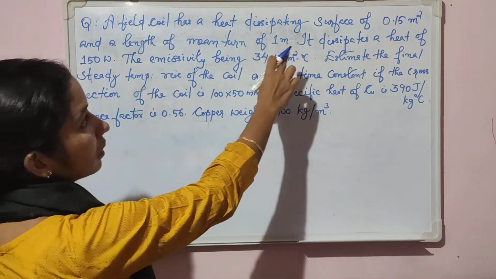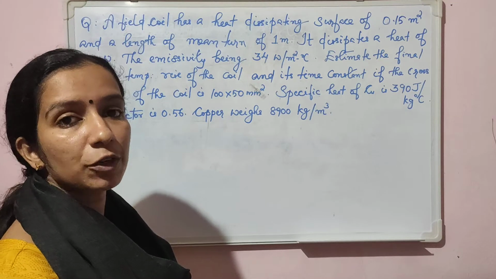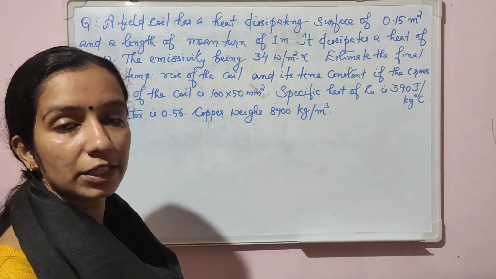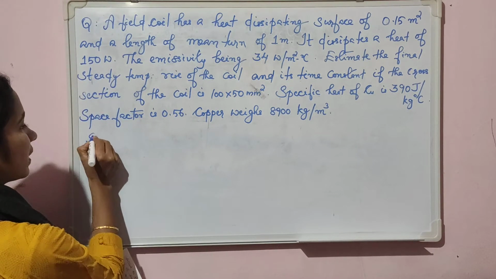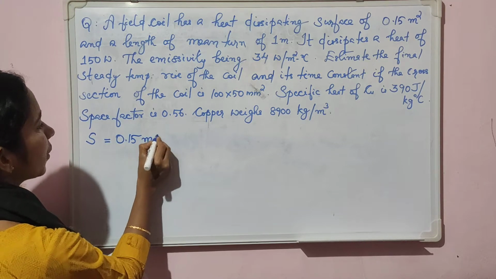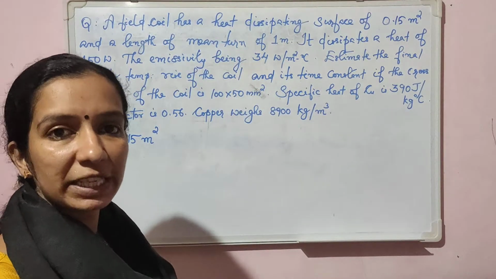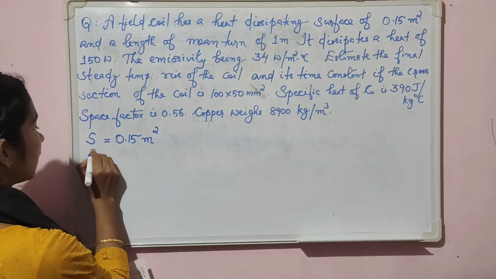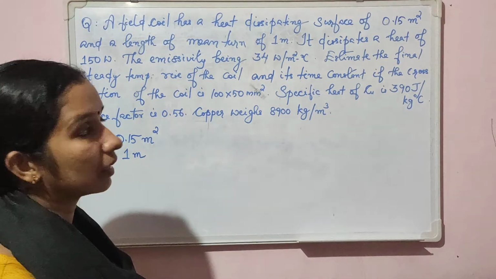So first of all, the coil is having a heat dissipating surface of 0.15 meter square. So the dissipating surface area is 0.15. So how will you denote that parameter? Dissipating surface area S is equal to 0.15 meter square. And it is having a length of mean turn of 1 meter. The length of that coil is 1 meter. Okay. Average length of that coil is 1 meter. So let it be denoted as L.